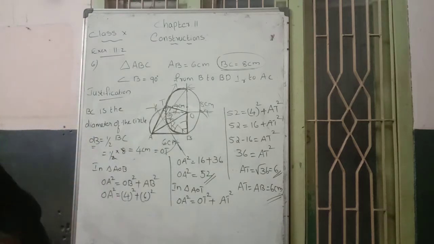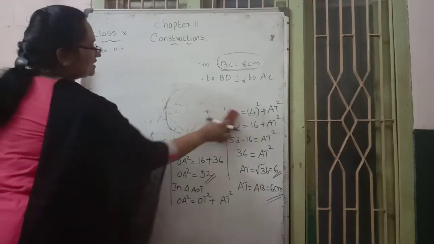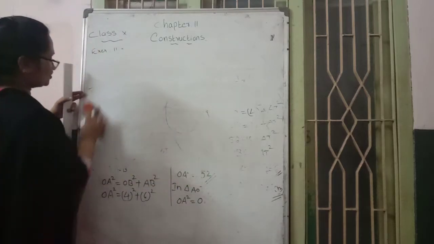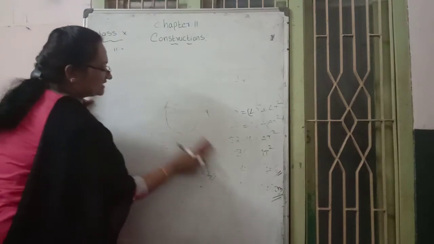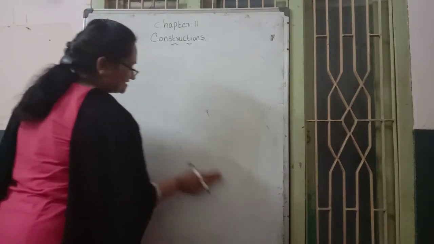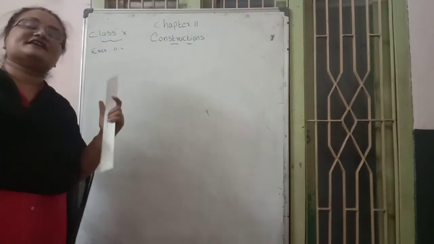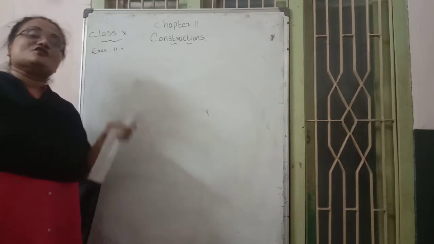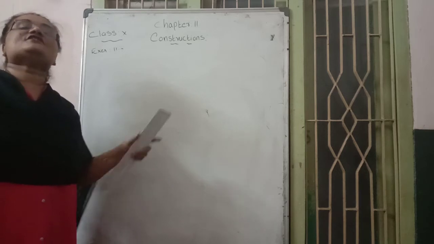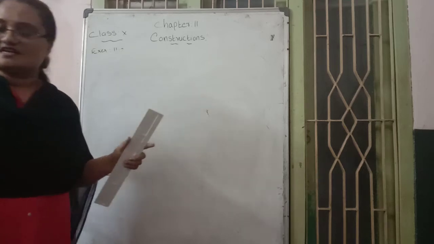Then next, one more question. The 7th question, the last question of this chapter. Here they do not give any measurement, they just say draw a circle, using a bangle, and draw it. Since we can't identify the center of the circle, first our aim is to find the center of the circle, then draw the tangent for that circle. That is the meaning of the 7th question.